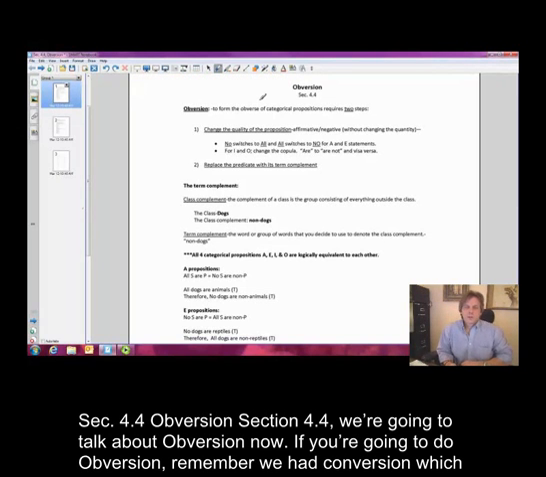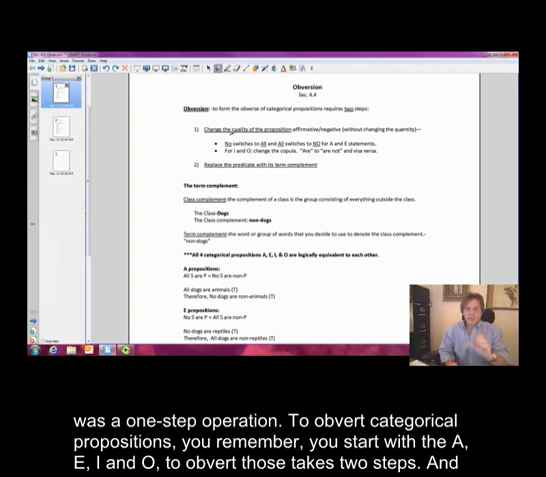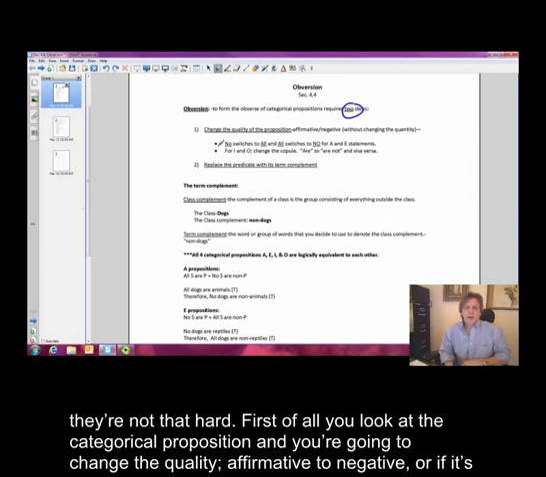Section 4.4, we're going to talk about obversion now. And if you're going to do obversion, remember we had conversion, which was a one-step operation to convert categorical propositions. You remember you start with the A, E, I, and O. To obvert those takes 2 steps, okay? And they're not that hard.